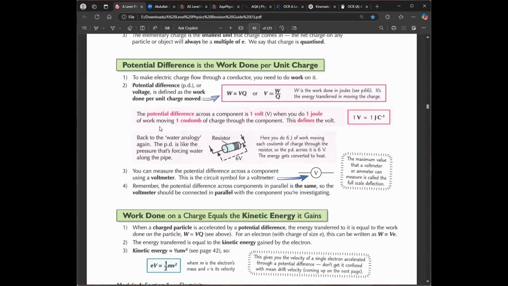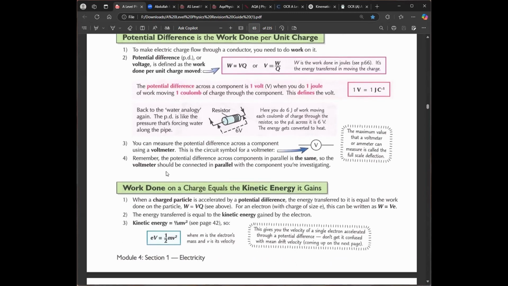All right. And then they go for the definition as well. If you put one for all of them, what is potential difference? So that's 1 volt if you have 1 joule of work done on 1 coulomb of charge. So that defines 1 volt of potential difference because that's the unit we are going to use for potential difference.